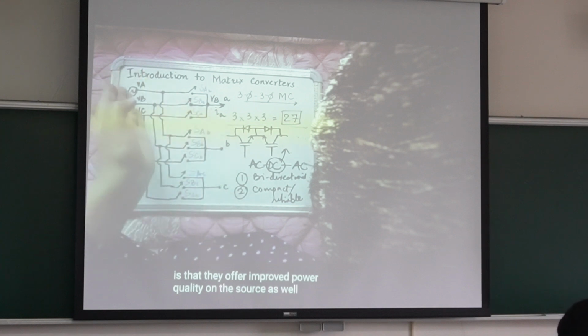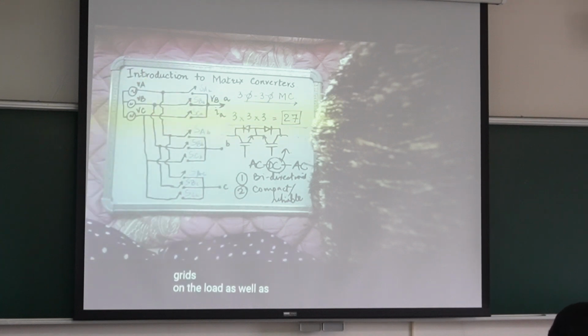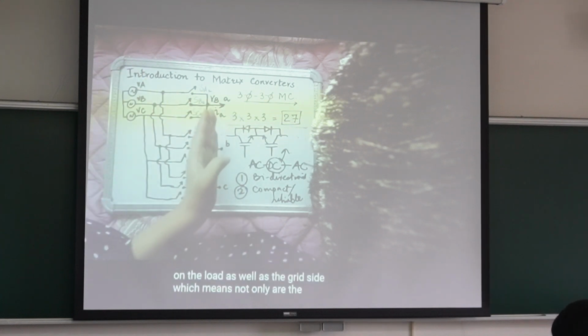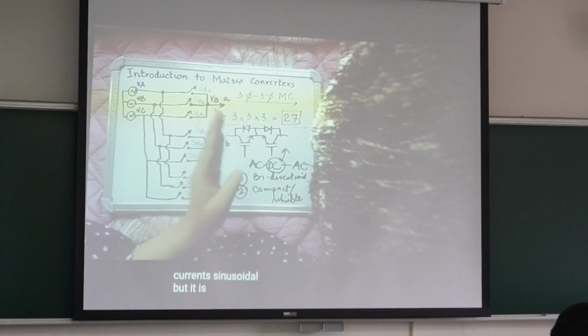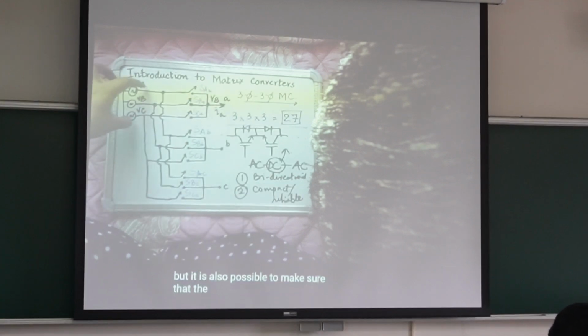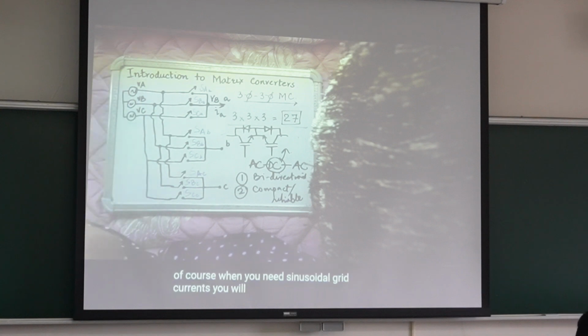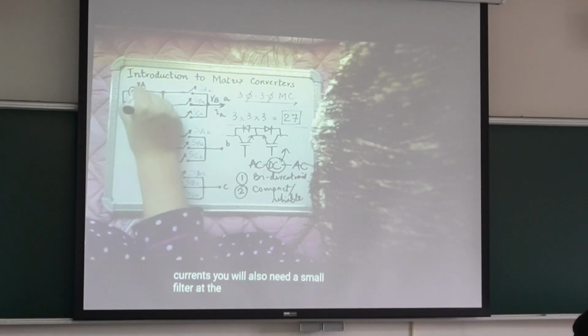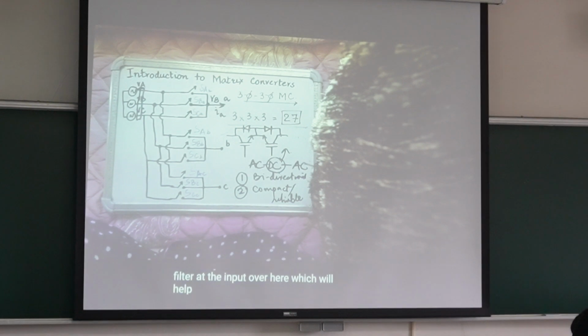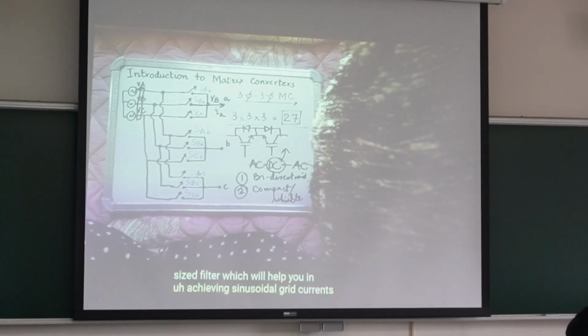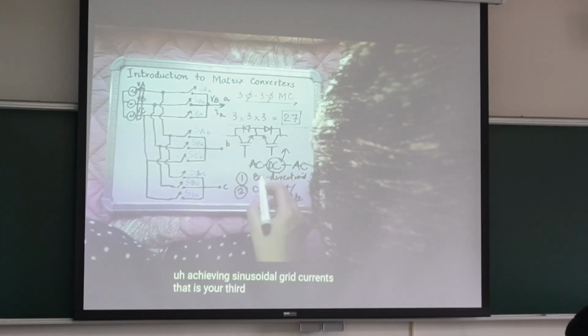The third advantage of using matrix converters is that they offer improved power quality on the source as well as on the load. Not only are the input and load currents sinusoidal, but the input power factor is also very good. It is possible to ensure that the source current is sinusoidal, and the power factor is 1.0. Of course, you also need a small input filter, which will help you in achieving sinusoidal grid currents.